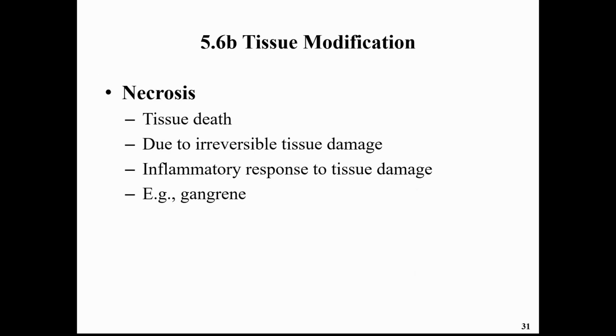Necrosis is our last tissue modification. It's cell death. This is due to irreversible tissue damage or an inflammatory response to tissue damage. For example, gangrene will cause necrosis of the tissues. Different types of tissues die differently. They will necrose differently in the body.